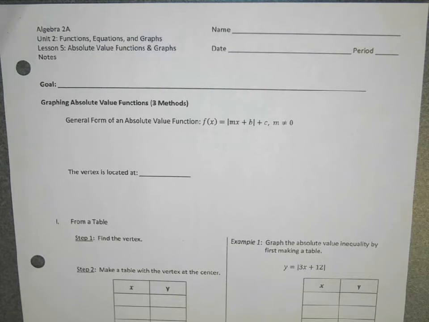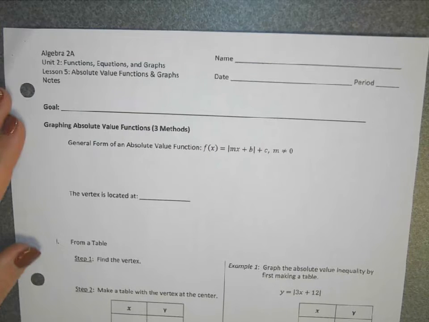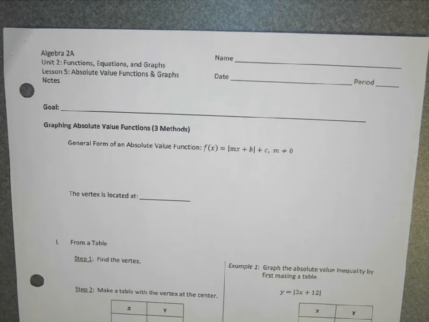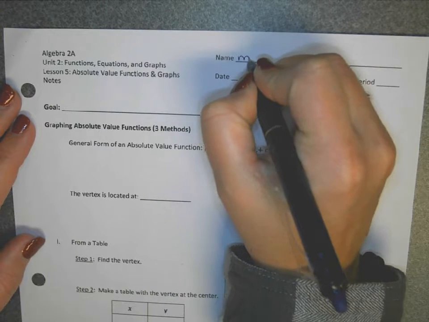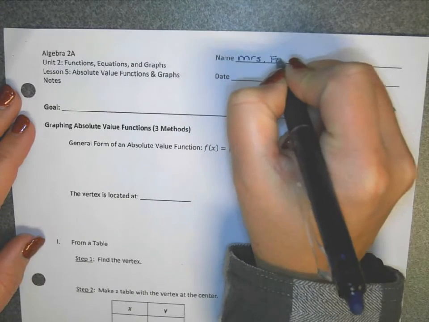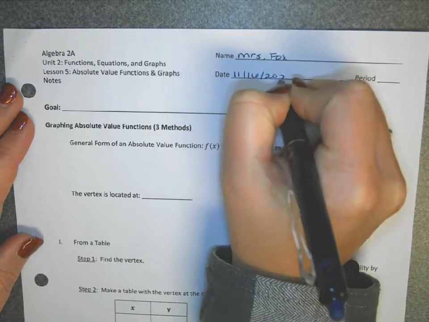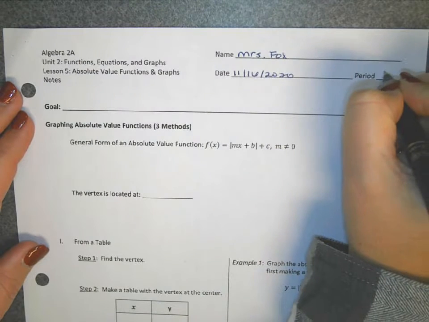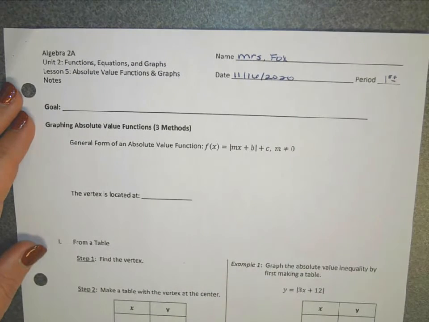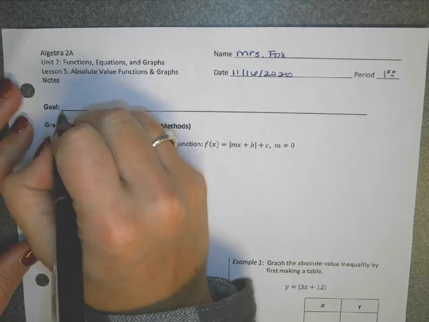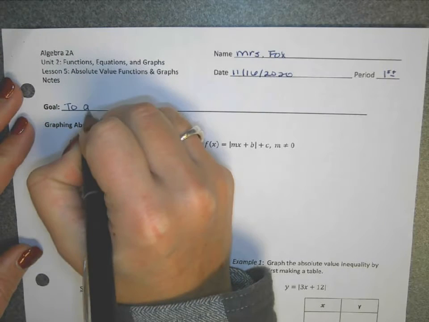All right, so 2.5 notes today. Lesson 5 is about absolute value functions and graphs. So that's what we're going to be talking about today. And our goal is to graph absolute value functions.